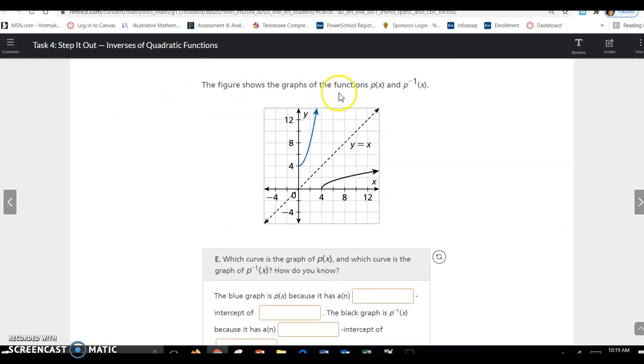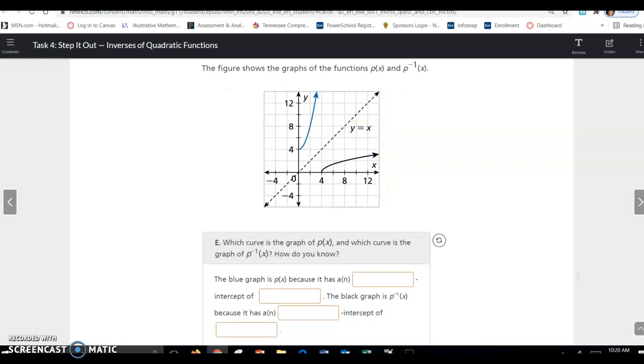The figure shows the graphs of the function p of x and p inverse of x. All right, p of x was a quadratic function restricted on all values greater than 0. So instead of having our parabola or our U-shaped graph, we just have this half of the parabola because the domain was restricted. That means this is p inverse of x, because when you switch the x and y, you get that reflection across the line y equals x. So this would be your p inverse of x.